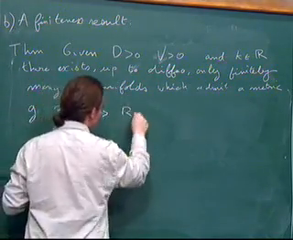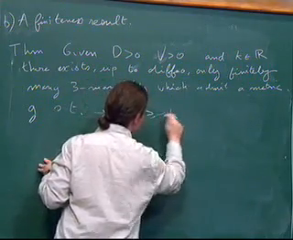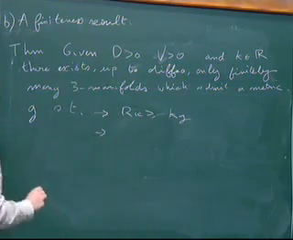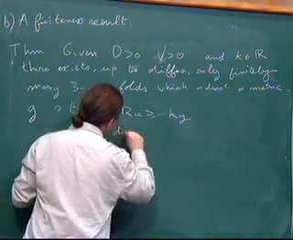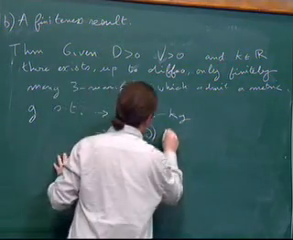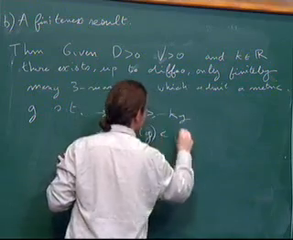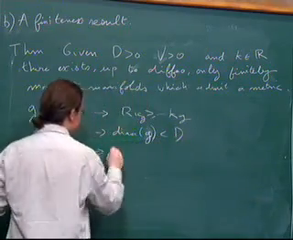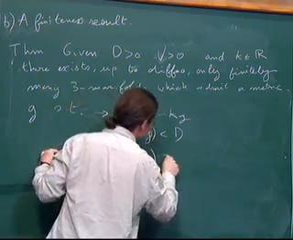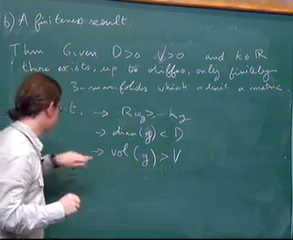So Ricci curvature bounded from below. Yeah, minus doesn't help in any way. Diameter of G bounded from above, and volume of G bounded from below.